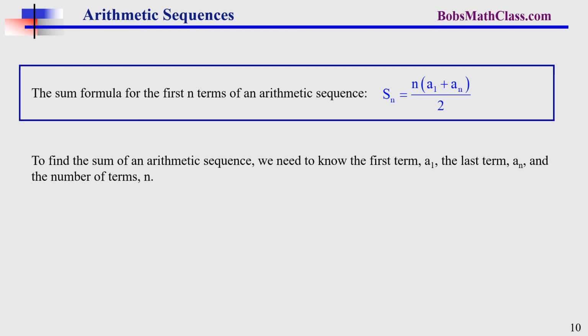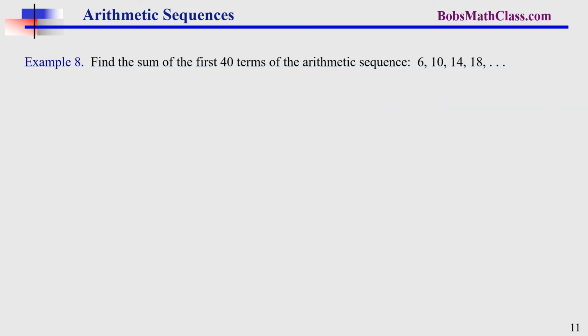Okay, so what do we need to find this sum? We need a1, we need an, which is the last term. So let's say there's 200 terms. Then a sub 200 would be the last term, the 200th term. And then we need the number of terms n. So we need three things: n, a1, and an, and then we could calculate this.